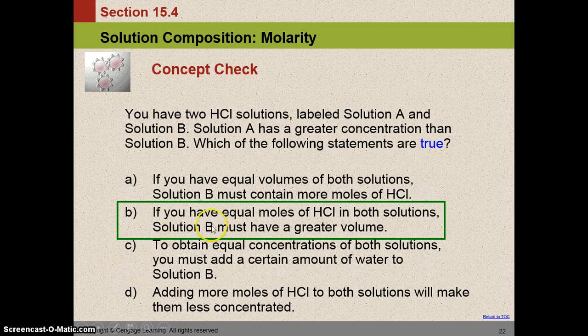Correct answer is B. If you have equal moles of HCl in both solutions, solution B must have a greater volume. And that should make a lot of sense, because when you look at it and it says that A has a greater concentration than B, if you had equal amounts of them, A would have more moles of HCl in the same amount of solution. So if we wanted to equal those out, our B would end up having a greater volume in order to balance that out.